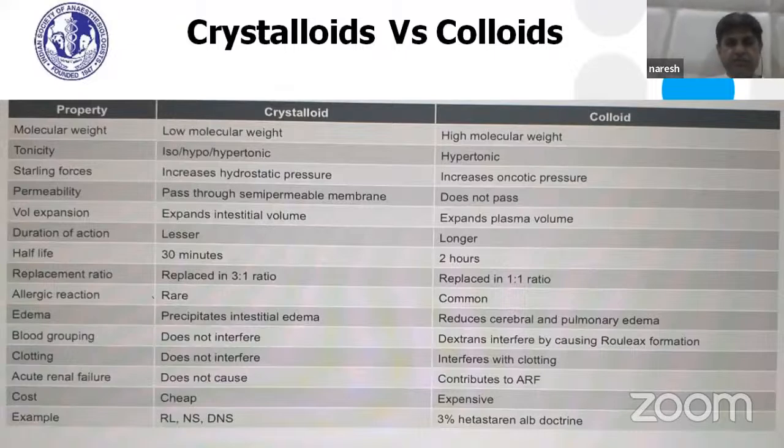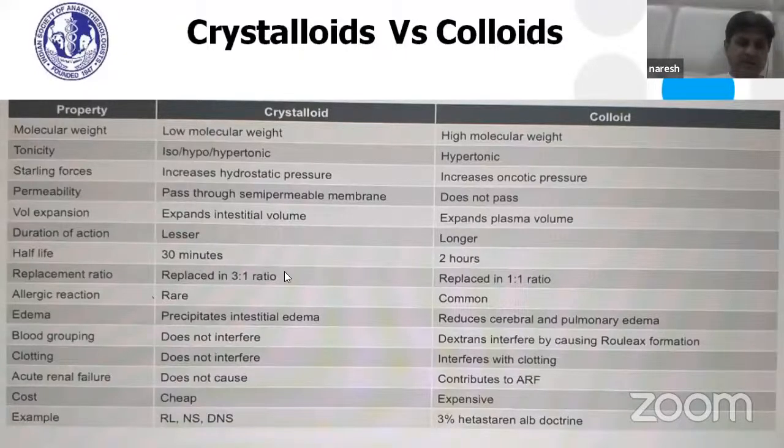This slide shows the difference between crystalloids and colloids. Crystalloids are low molecular weight. They can be isotonic, hypotonic, or hypertonic. They increase the hydrostatic pressure. They pass through the semipermeable membrane and stay in the circulation for only 30 minutes. On the other side, colloids are high molecular weight, hypertonic, and increase the colloid oncotic pressure to some extent, and they do not pass through the semipermeable membrane very easily. They expand the plasma volume and stay in the circulation for a longer time, around 2 hours.